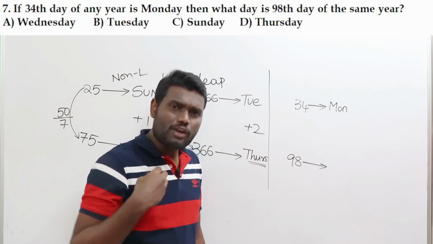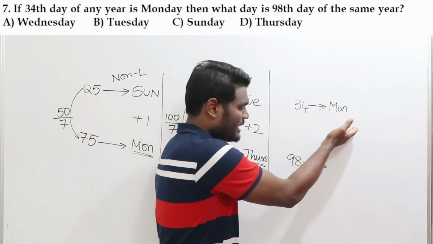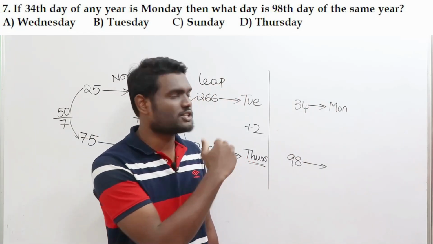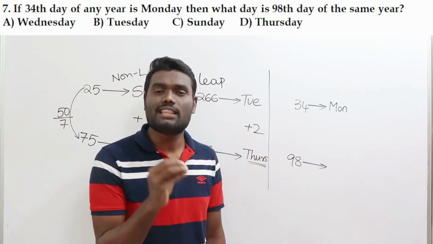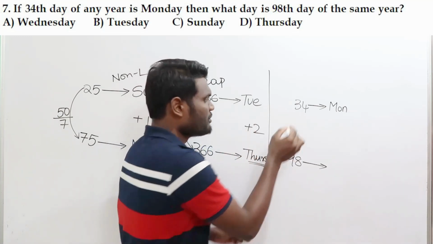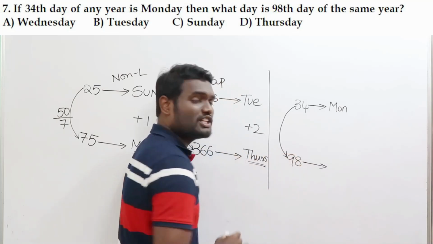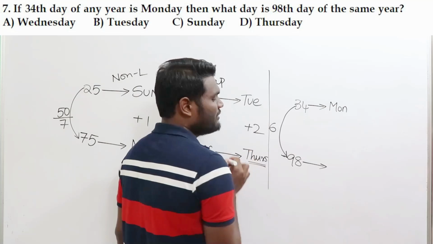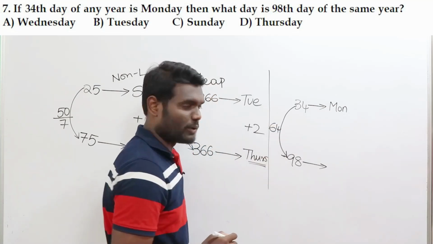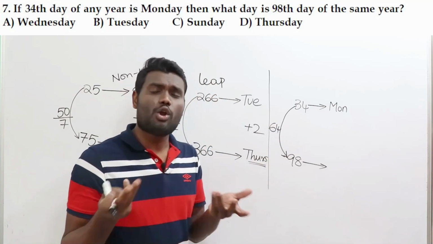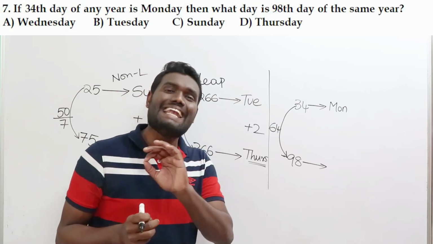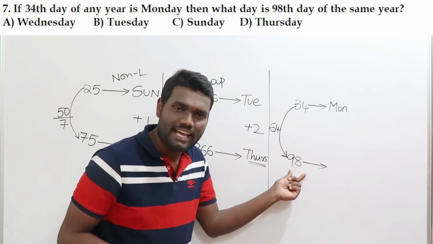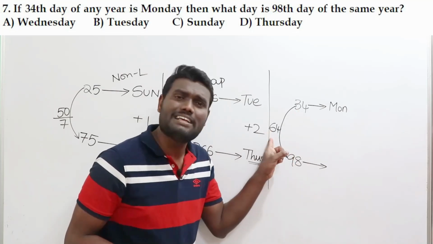Why? Because my question is: if the 34th day is Monday, what is the 98th day of the same year? Now if you look here, 34 and 98. What is the difference between 34 and 98? The difference will be 64, which means whether it is a leap year or a non-leap year, between the 34th day and the 98th day the difference is always 64.